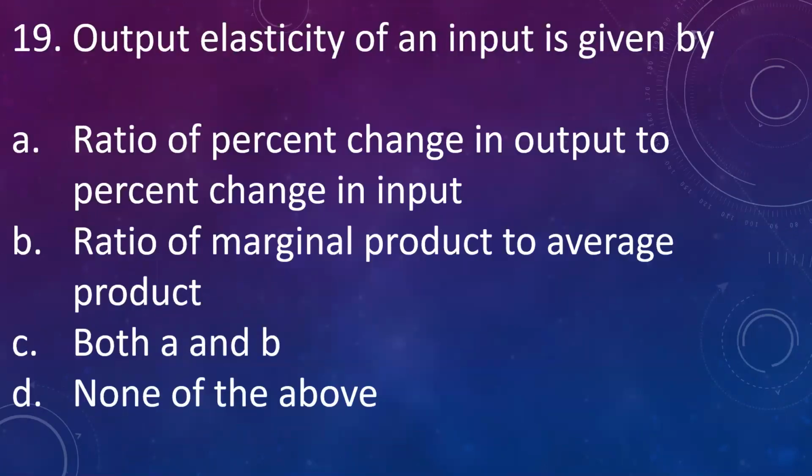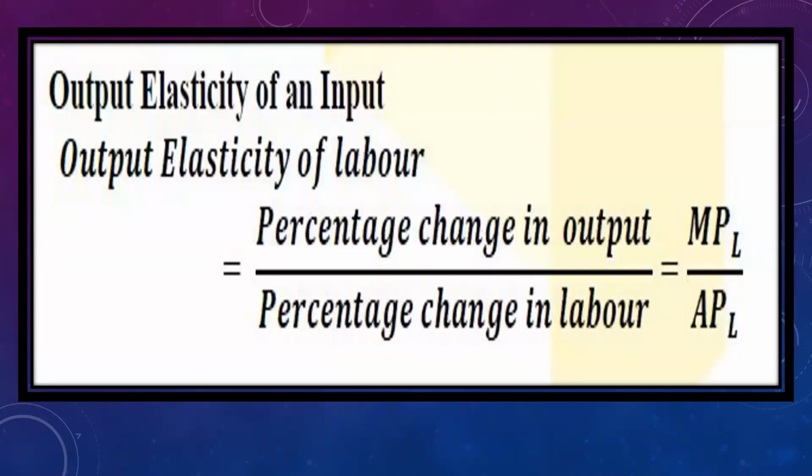Next is output elasticity of an input is given by A, ratio of percent change in output to percent change in input, B, ratio of marginal product to average product, C, both A and B, D, none of the above. The answer is both A and B. Output elasticity of input is given by both as ratio of percentage change in output to percentage change in labor or ratio of marginal product to average product.